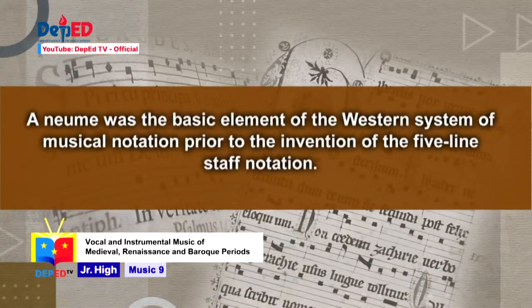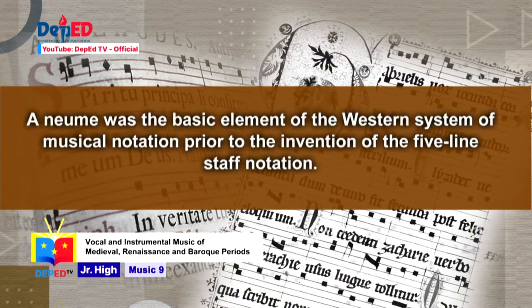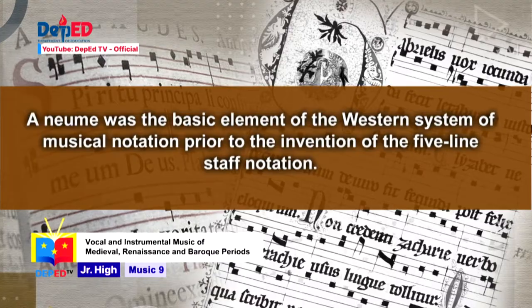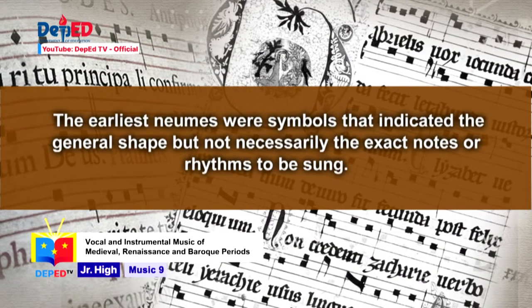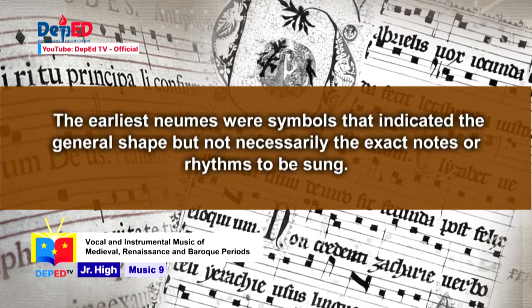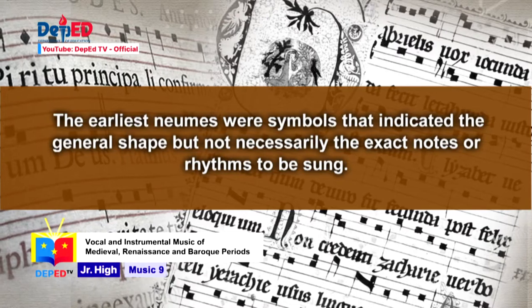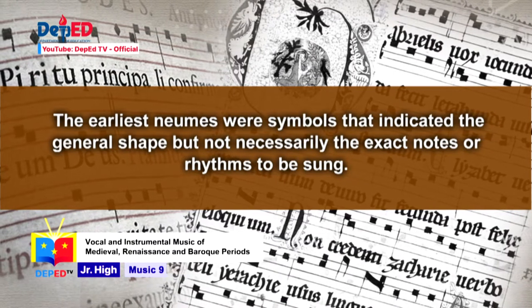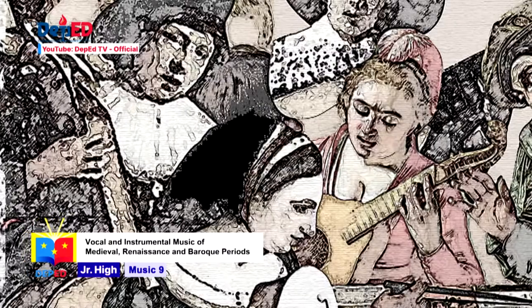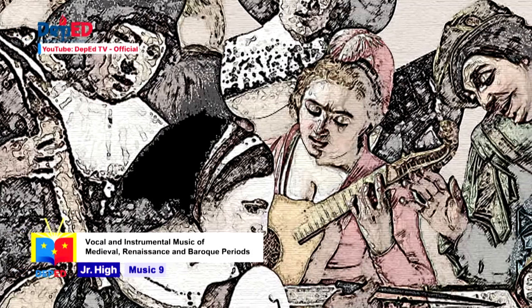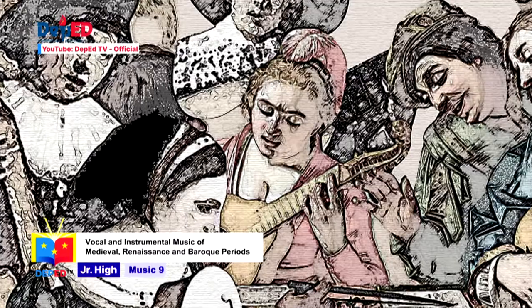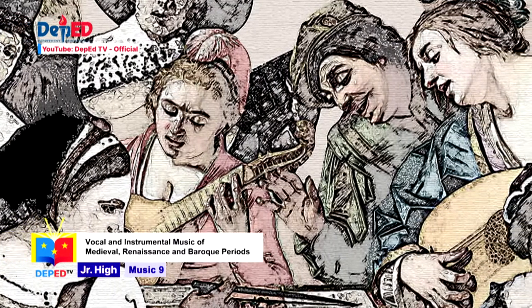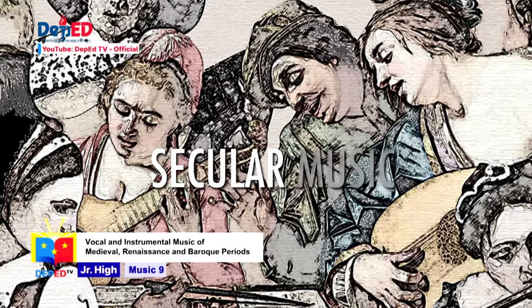A neume was the basic element of the Western system of musical notation prior to the invention of the five-line staff notation. The earliest neumes were symbols that indicated the general shape, but not necessarily the exact notes or rhythms to be sung. The music, which was not bound by the Catholic traditions and which emerged during the latter part of the medieval period, was called secular music.